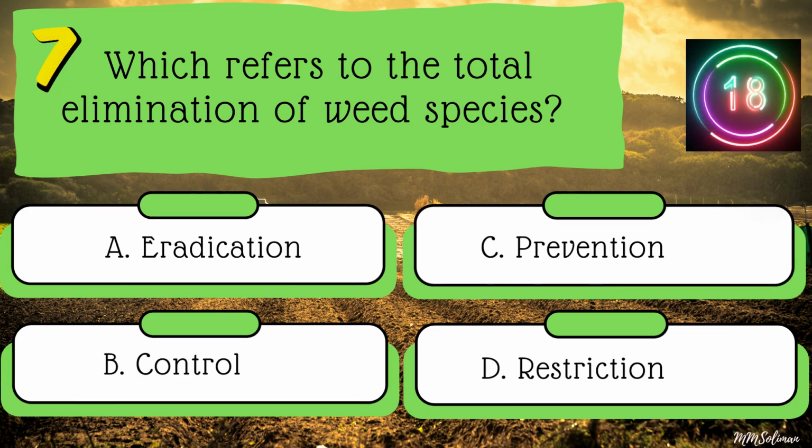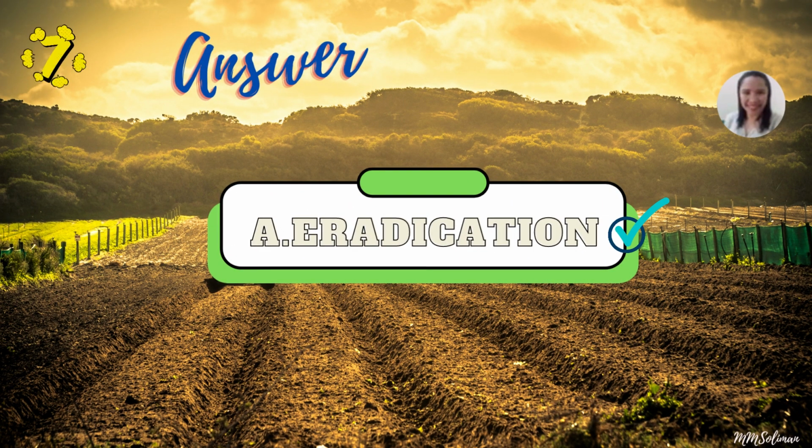Which refers to the total elimination of weed species? A. Eradication. B. Control. C. Prevention. D. Restriction. Eradication is to do away with as completely as if by pulling up the roots.